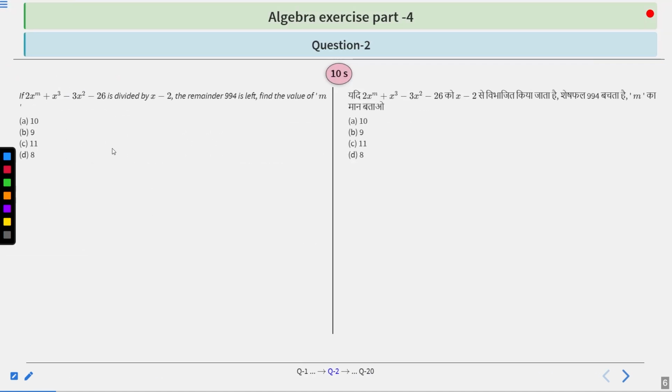Next is, if 2x raised to power m plus x cube minus 3x square minus 26 is divided by x minus 2, the remainder 994 is left. Find the value of m. And options are option A 10, option B 9, option C 11, and option D 8. These are the options. And I'm giving you 10 seconds to find which one of them is correct. After that, I will do the solution.